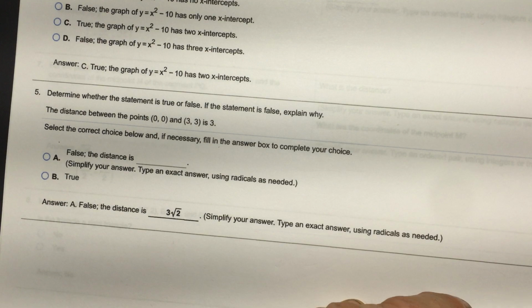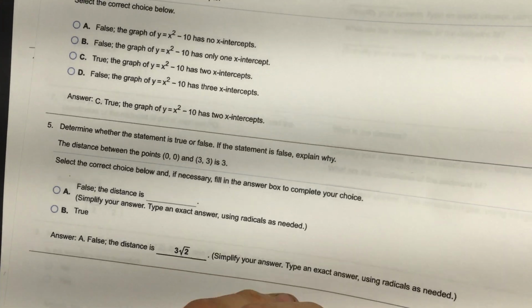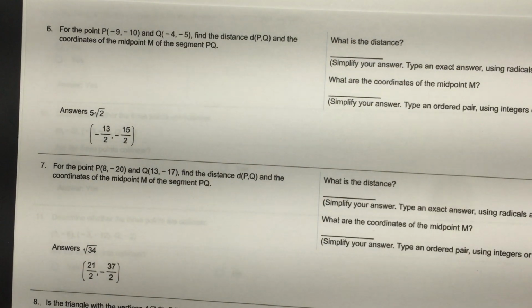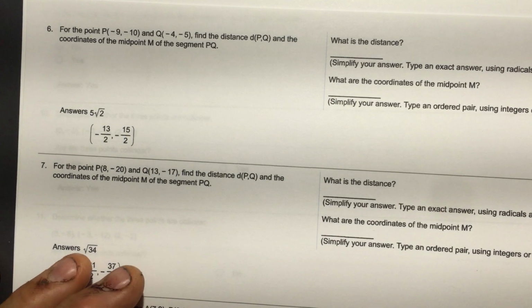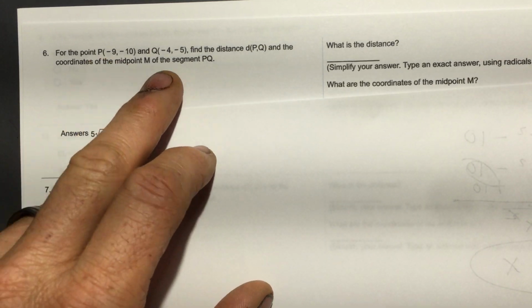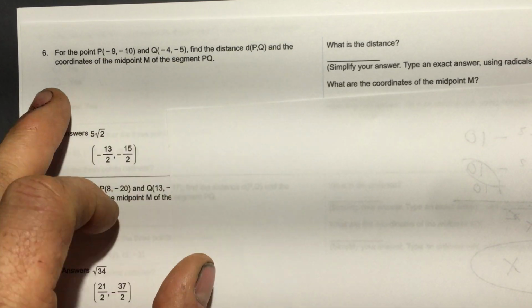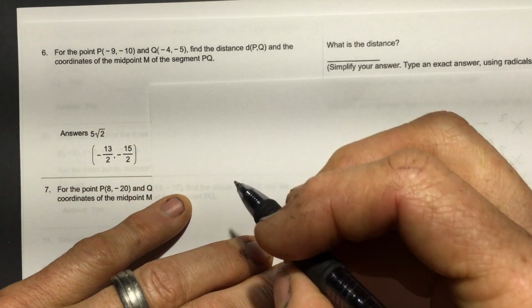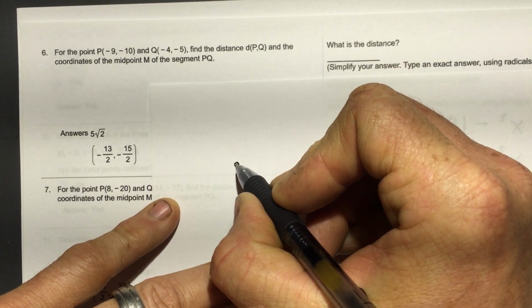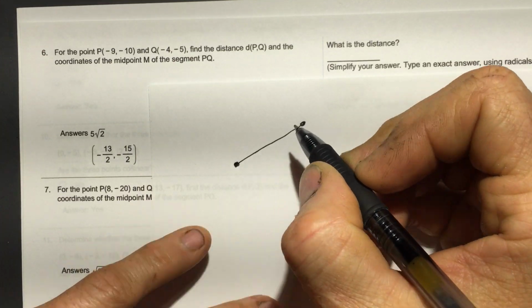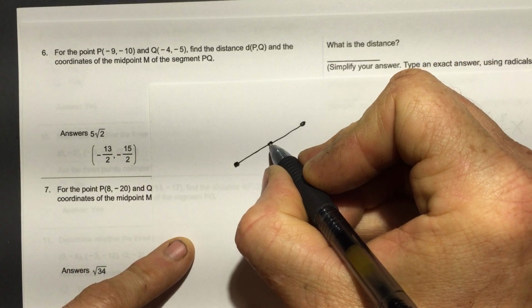Okay, we'll do another one. Number 5. So for number 5 here, for the point P here and point Q, find the distance and the midpoint. All right, now the midpoint, when you have 2 points, and you have this line, the distance we just talked about between these 2 points. The midpoint is the point in the middle here.